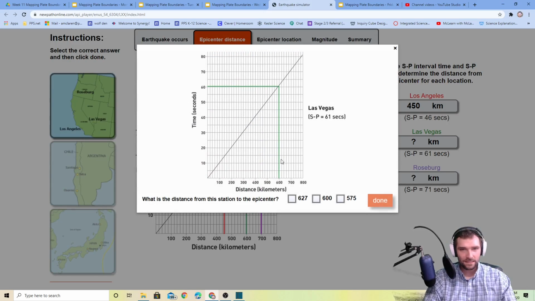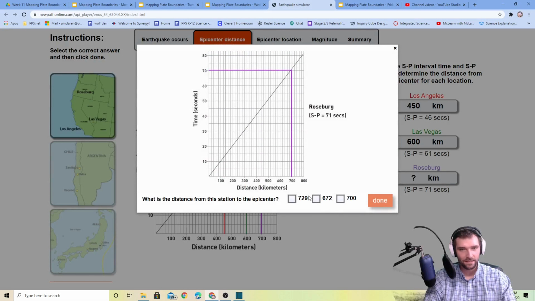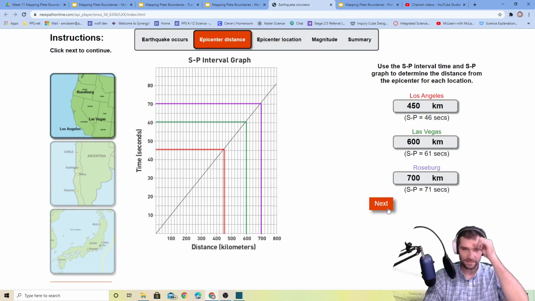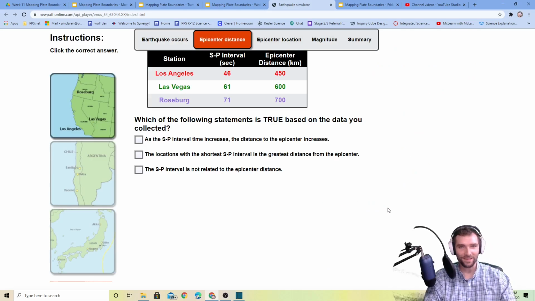Okay, so 60, looks like that's 600 pretty much exactly. That's easy. And then 70 is pretty much 700. Okay, nice, easy math. It's nice when the simulation gives us that, right? So it looks to me like as this goes up, that is also going up. So it's like a linear relationship. Makes sense. The further something is away, the longer the time is going to be between the fast and the slow wave.